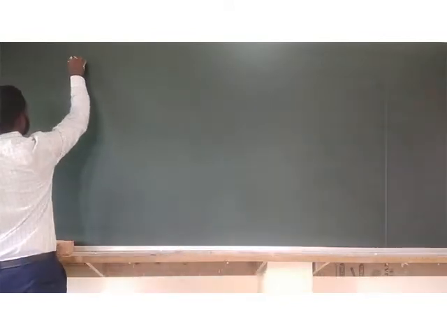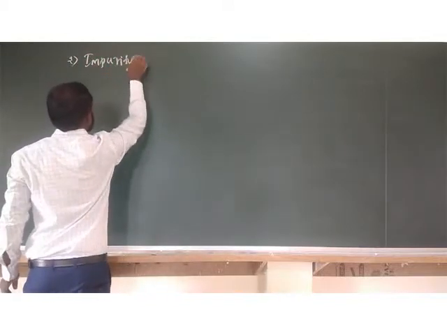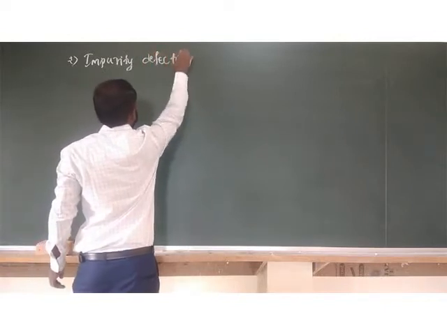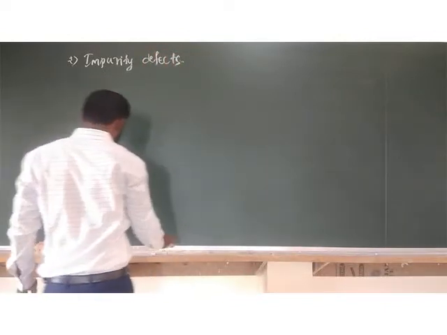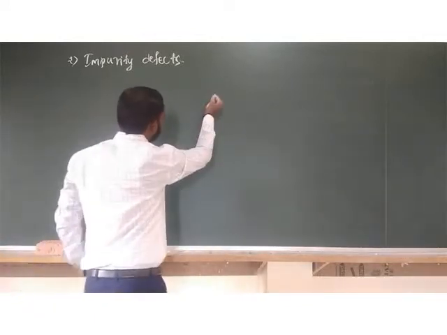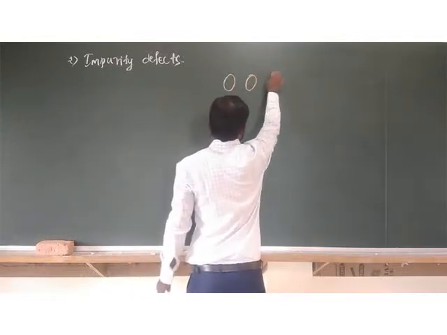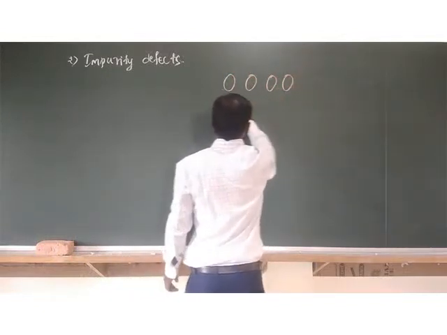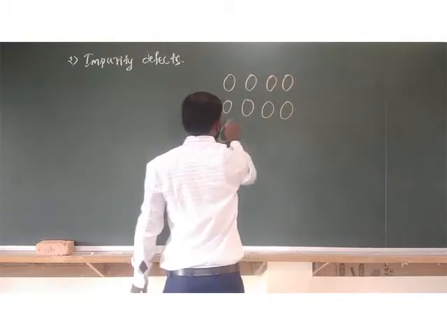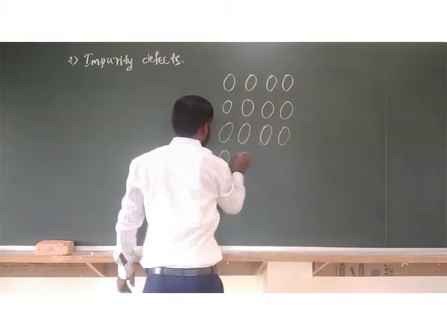The second difference is impurity defects. Impurity defects are also called cationic defects. In impurity defects, for example, these are the constituent particles, arranged in this way, the cations and anions.